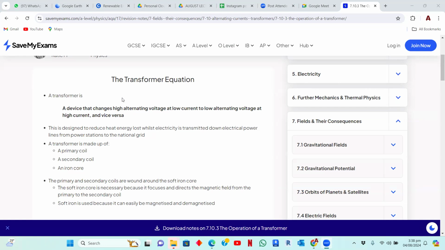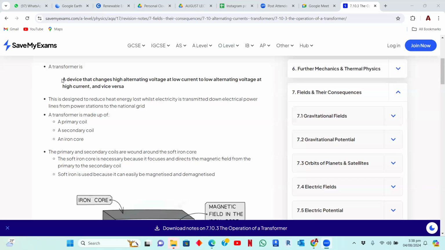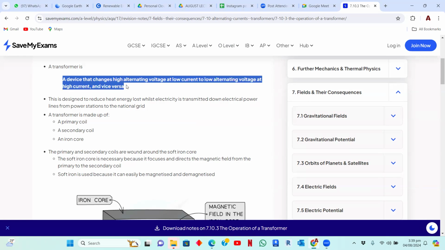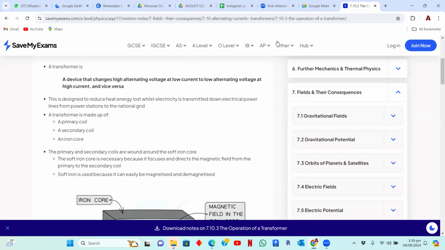Okay, so the exact exam-based definition of a transformer would be that it is a device that changes high alternating voltage at low current to low alternating voltage at high current and vice versa. So what we essentially say is that if you have a high alternating voltage and your current is low, a transformer can convert this high into low and this low into high.